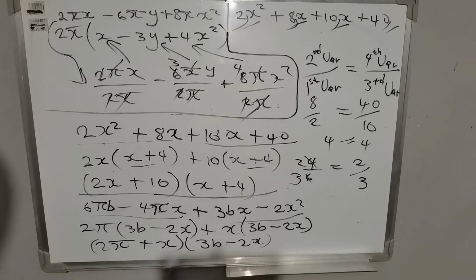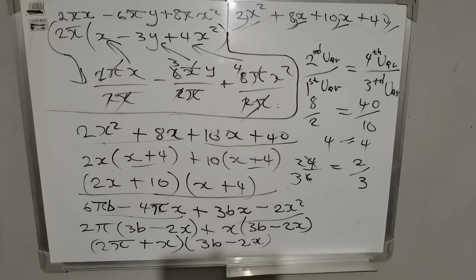2 pi times 3b gives us 6 pi b. 2 pi times minus 2x, we get minus 4 pi x. x times 3b, this x is positive, so we get plus 3bx. If we say x times minus 2x, we get minus 2x squared, that very same thing. So we know we have it. So that was it for solving equations using the common factor.